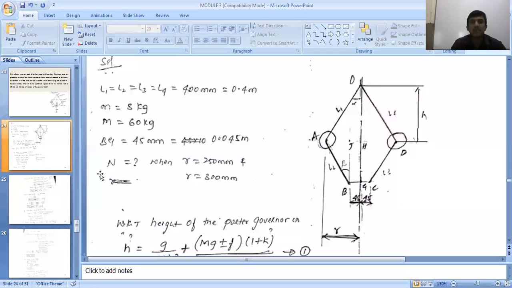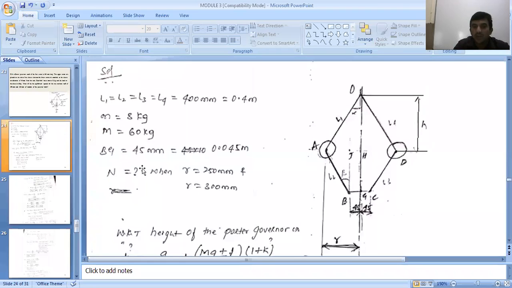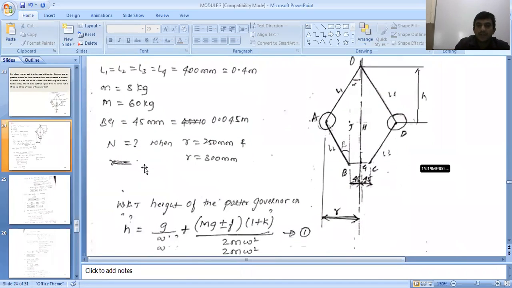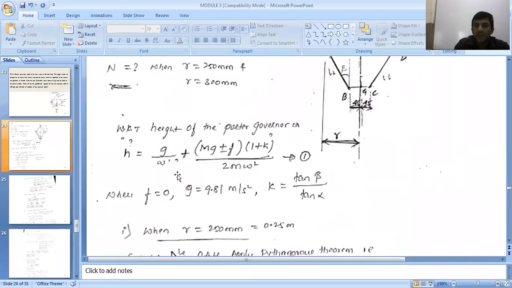Now, if you want to determine speed, first I want to know the height of the governor. Is there any friction in the problem? Is there any statement given to consider frictional force or not? Now, in general, the height of the Porter governor is h equal to g by omega square, into m omega square plus capital Mg plus or minus F, into 1 plus k divided by 2. This approach is very, very important. If you want to calculate speed, I should know the height of the governor. Right? It is omega square, make the correction.